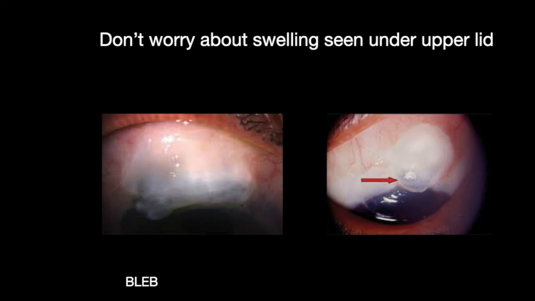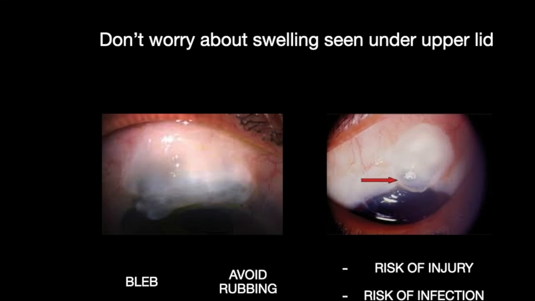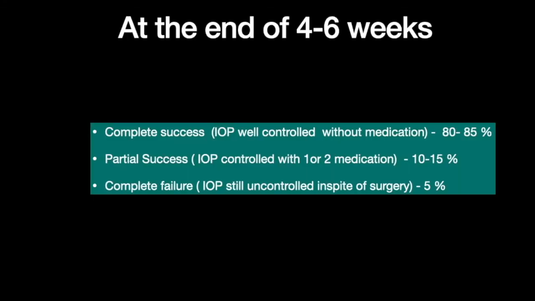Now, following surgery, once you lift your upper lid, you may find a swelling like this. So please don't be worried about this swelling. This swelling basically indicates that the filtration process is happening properly and the fluid is getting collected there. This is called as bleb. What is very important is you should not rub the eyes because rubbing can lead to injury, and more important is risk of infection because of the rubbing. So avoid rubbing of the operated eye.